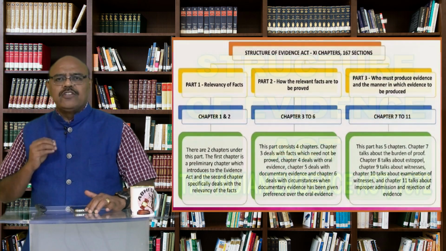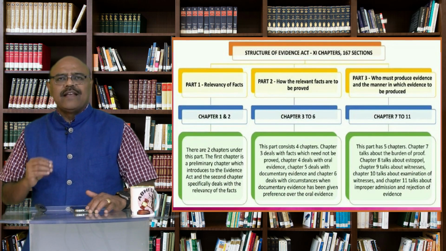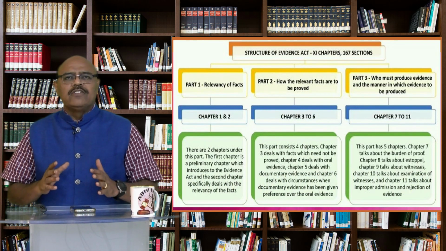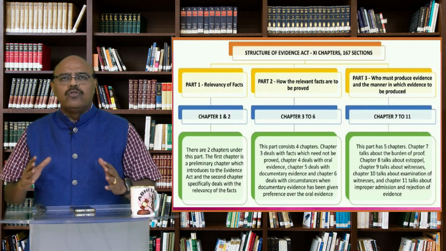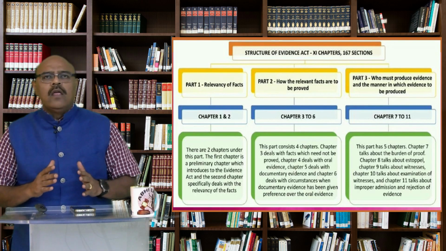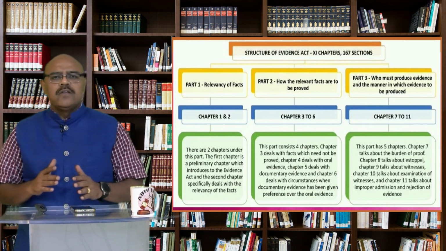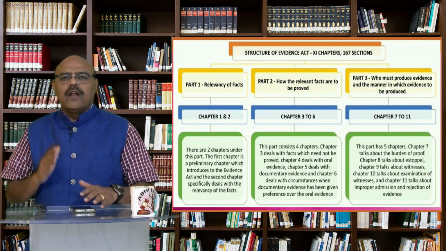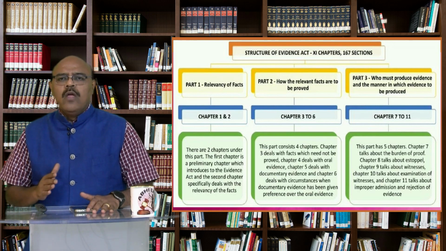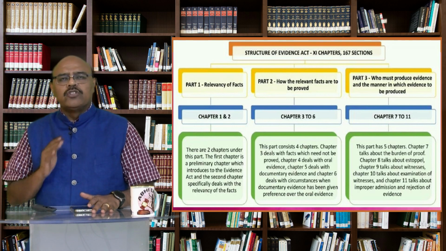There are 11 chapters, 167 sections, and these 11 chapters are divided into three parts. Part number 1 is relevancy of facts. Part number 2, how the relevant facts are to be proved. Part number 3, who must produce evidence and the manner in which the evidence needs to be produced.